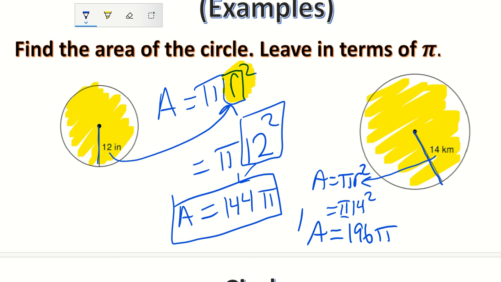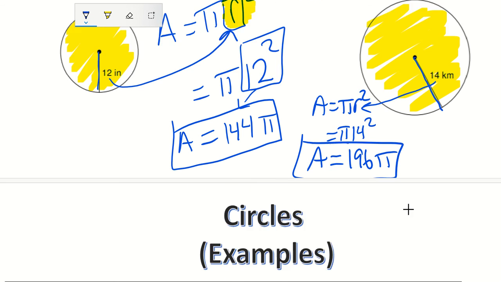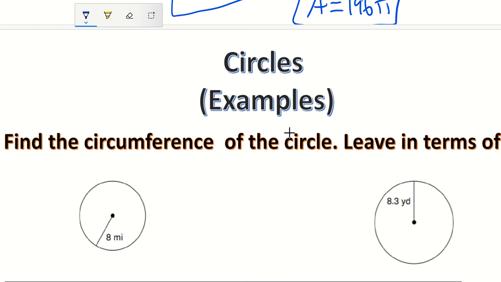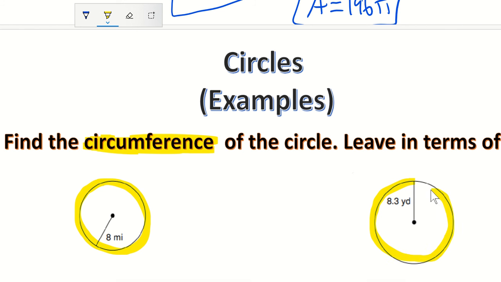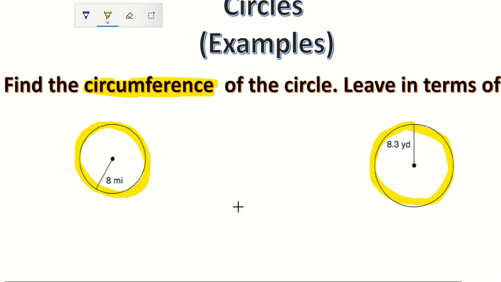And that would be our area for that circle. Okay, guys, let's work out a little bit more examples. They want us to work out the circumference here, right? So the circumference is the outside measurement of the circle. If we were to get a little piece of string and swing it around the circle, we could get the measurement and then straighten it out. We can use a ruler for that, but we could also use the formula.